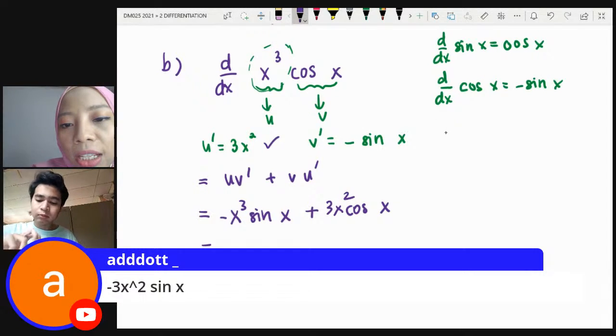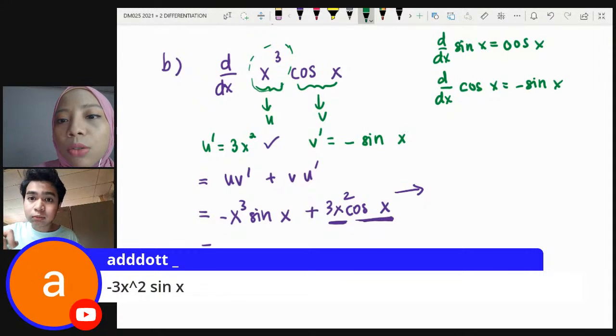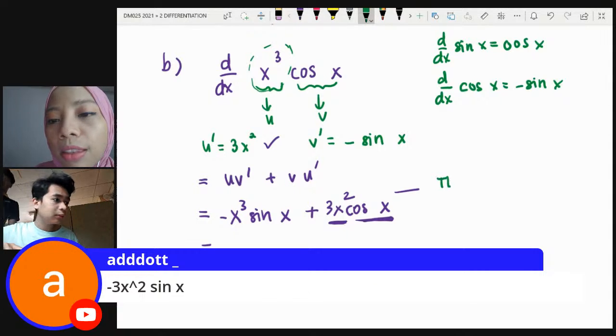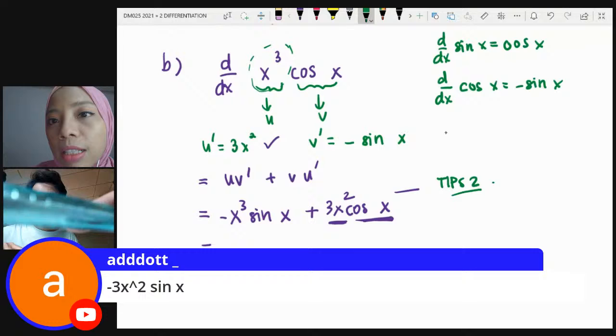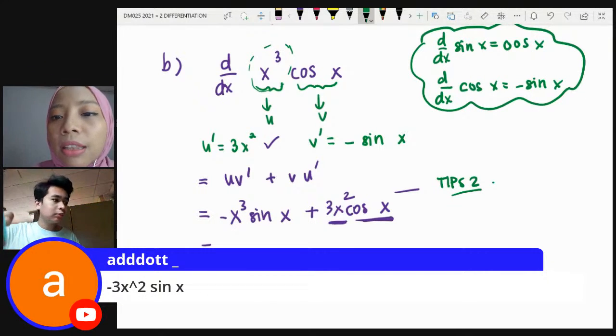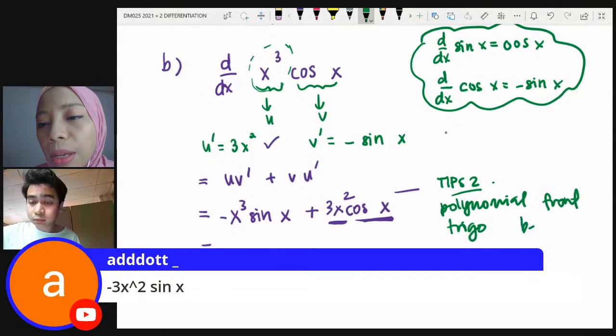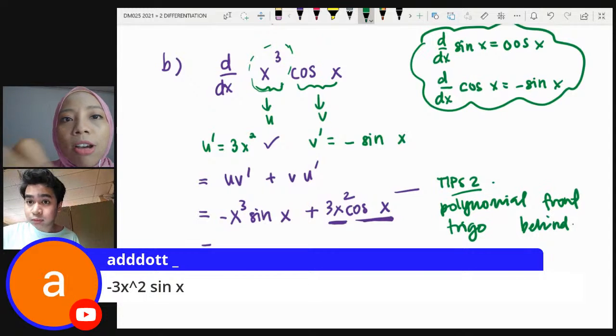So the trigonometry is at the back and the polynomial at the front. Make sure I note it here. Things to note. Write tips. Is this tips 1 or tips 2? This is tips 2. Tips 1 earlier was differentiating sin and cos. To remember, write down what tip 1 and tip 2 are. Tip 2: polynomial at the front, whereas your trigo is at the back. Okay, so this is basically your answer.